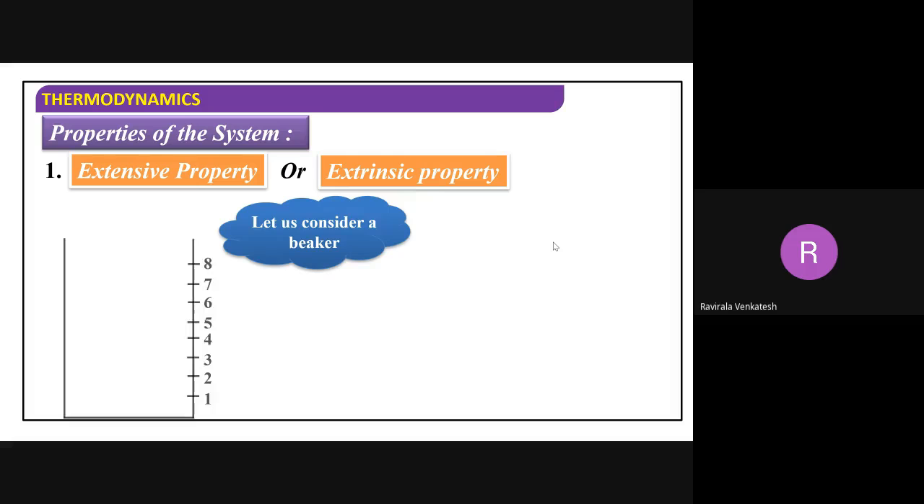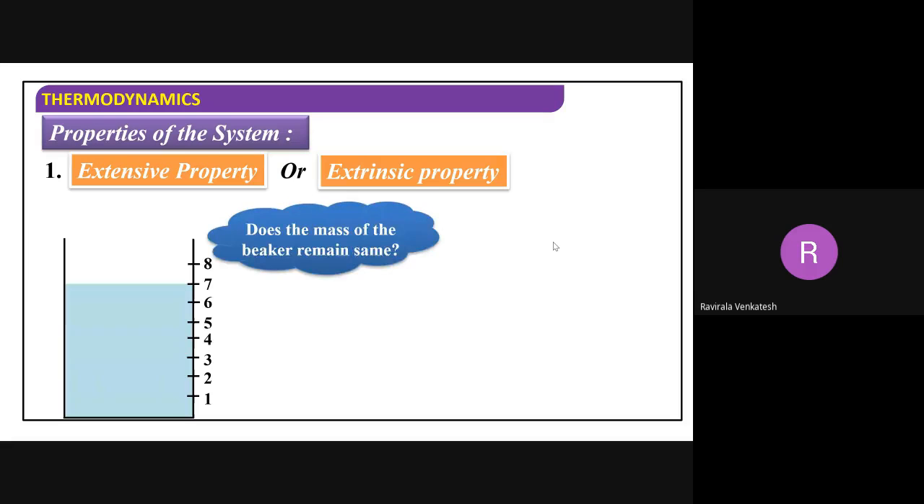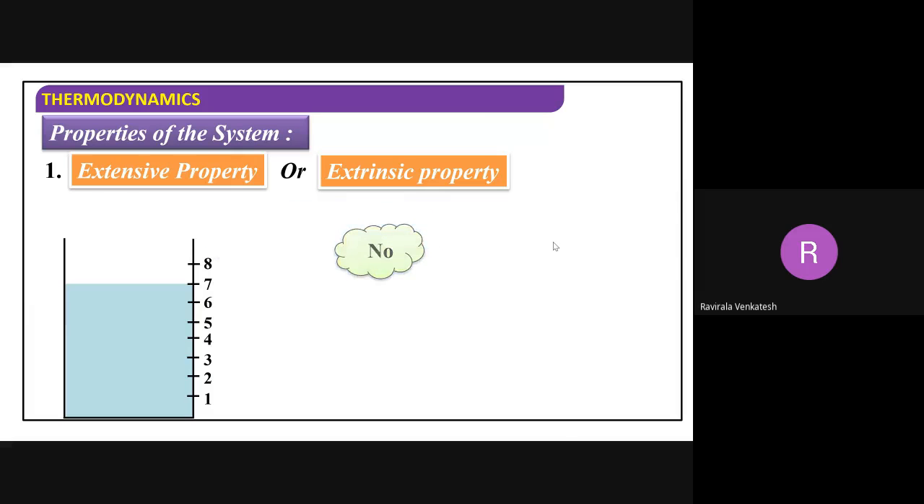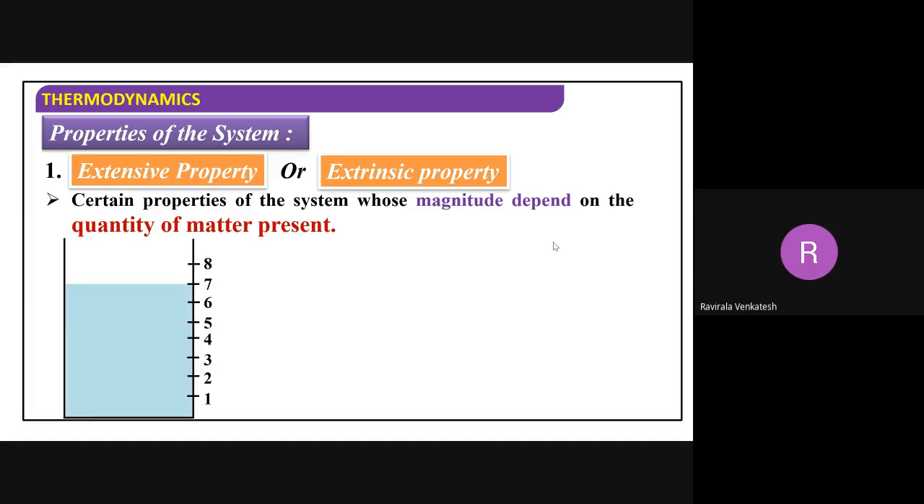Let us consider a beaker. I have taken a beaker and filled 3 ml, 5 ml, 7 ml, 8 ml. The mass of the beaker remains the same in this case, because as volume increases, mass also increases. It depends upon the quantity. So what I mean to say is, certain properties of the system have a magnitude that depends upon the quantity of matter. More quantity, more volume.